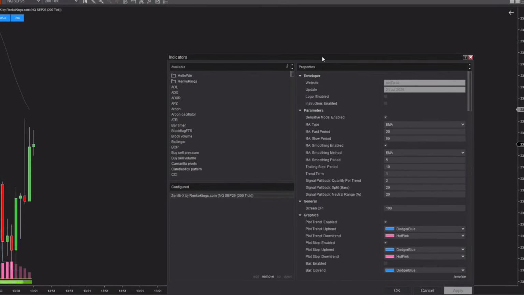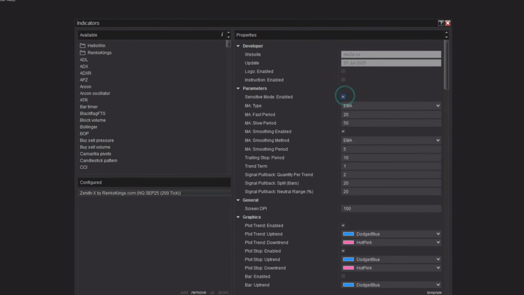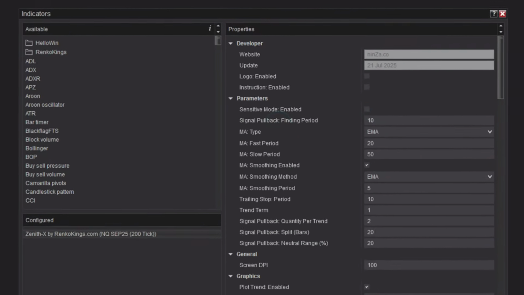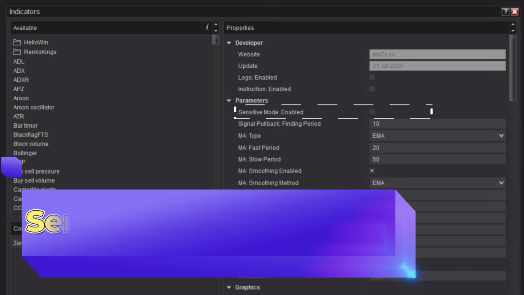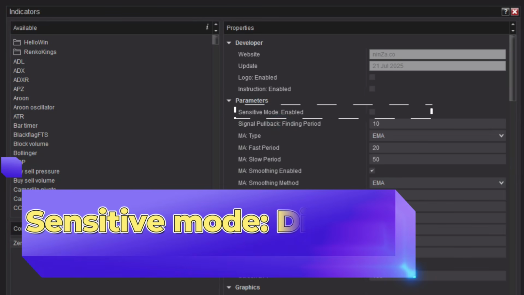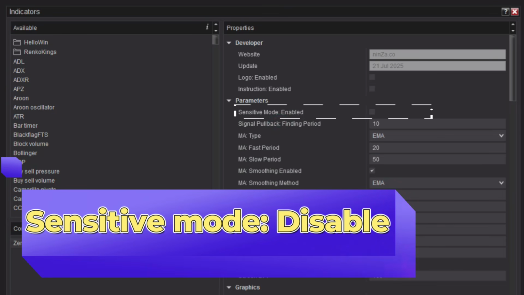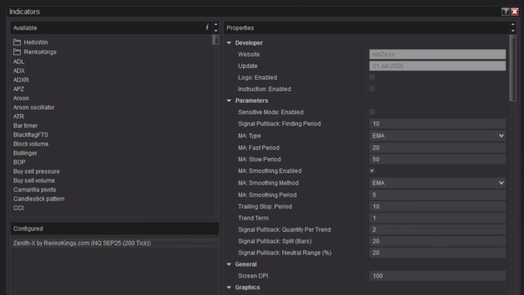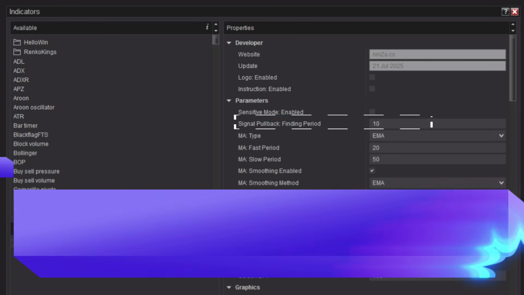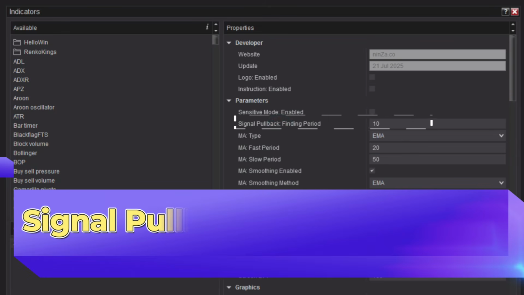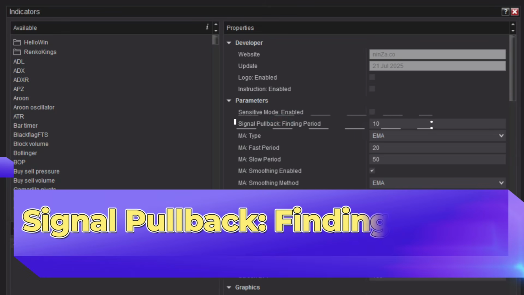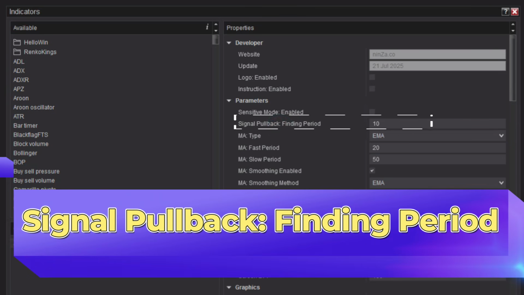In sensitive disable mode, the system requires stronger price action confirmation before proposing a signal. This means signals won't appear immediately, but only when sufficient market structure is present to justify a high probability setup. When this mode is turned off, a new parameter appears in the settings: Signal pullback finding period. This parameter defines the maximum number of candles the system will monitor after the hit bar is identified to find a qualifying signal candle.